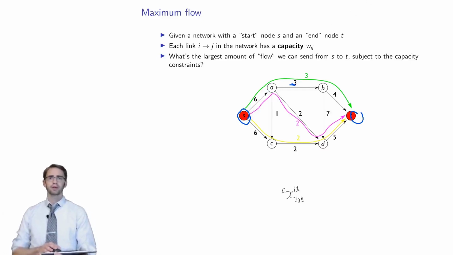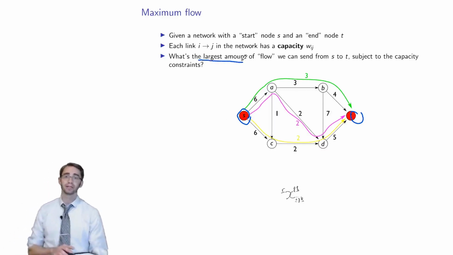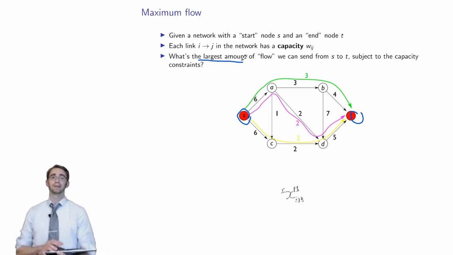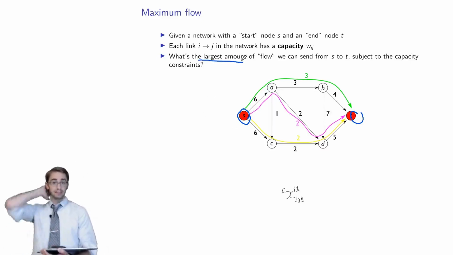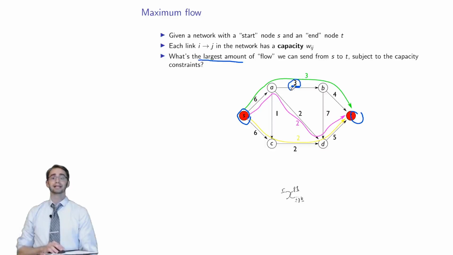And so the question we are going to ask is, what we want to do in this network is we want to send stuff from S to T along this network. We want to send like water from S to T along this network. And we want to send the largest amount we possibly can. We want to know what's the largest amount that we can send, but you still have to obey these capacity constraints. So this link here is not allowed to send more than 3 units along it, and so on and so forth. Okay, so that's the idea.